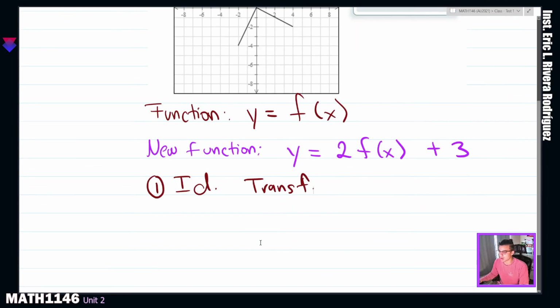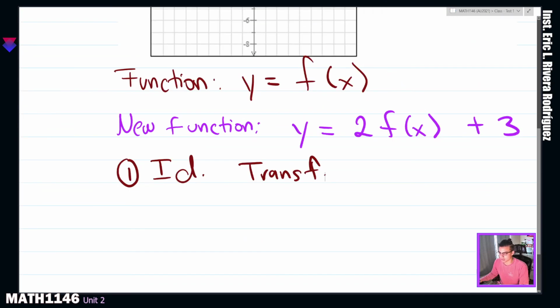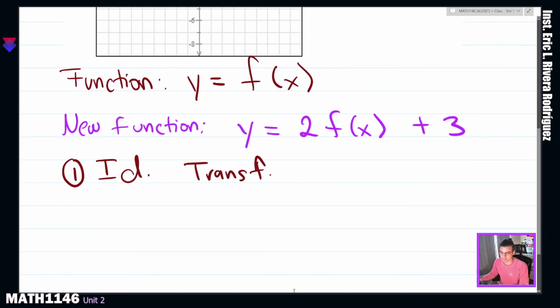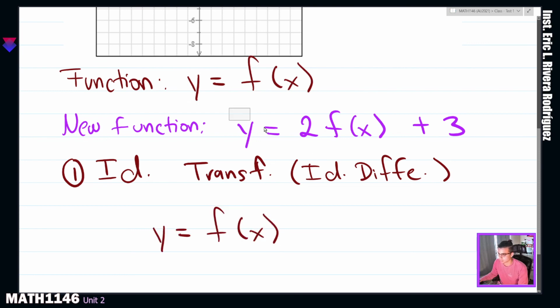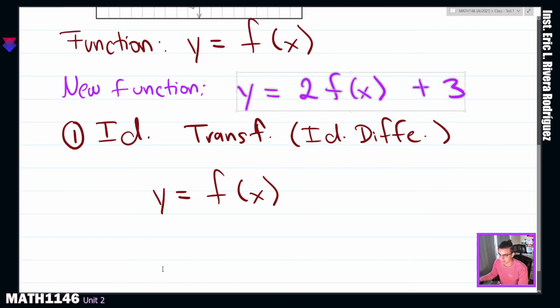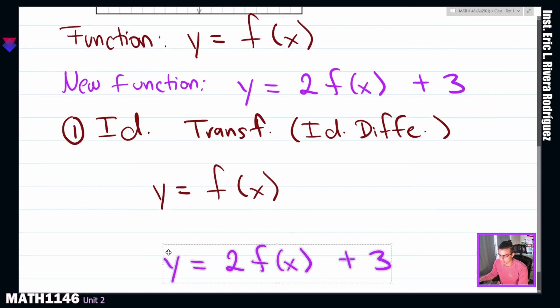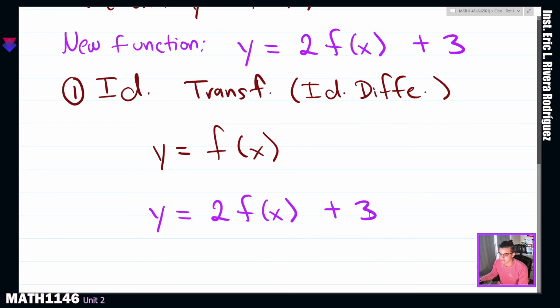Transformations. How are we going to identify those transformations? We don't need to look at the graph. What we need to do is to identify differences. And I'm going to copy these two equations here just to compare them. And please tell me on the chat what are those differences. What you are seeing that is different from one to another. What are the differences here?